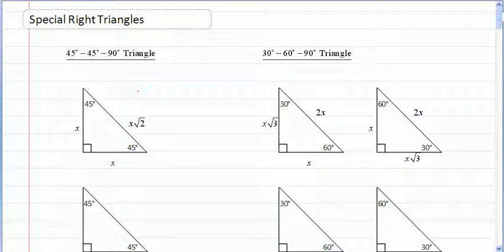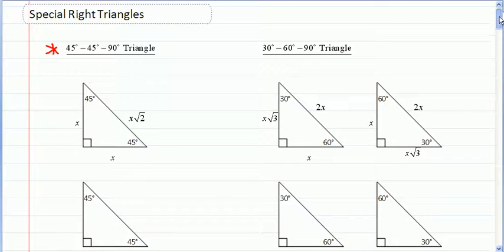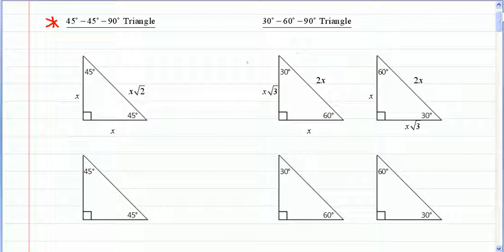In this lesson you will learn how to solve the two special right triangles. The first triangle we'll look at is the 45-45-90 triangle. So in this triangle, the sides that are across from the 45 degrees are both equal to x. The side across from the hypotenuse is equal to x root 2.